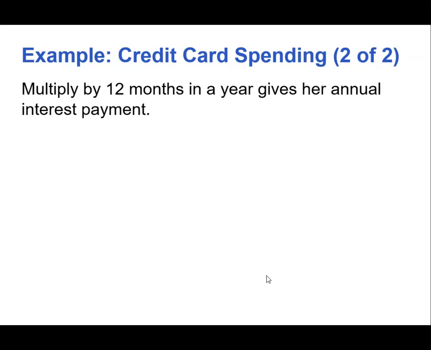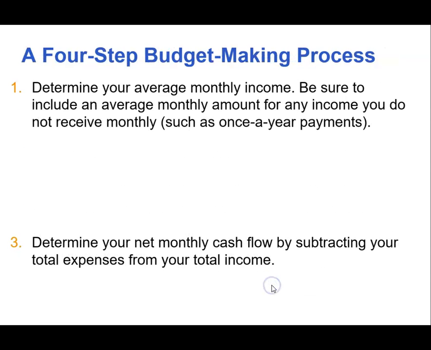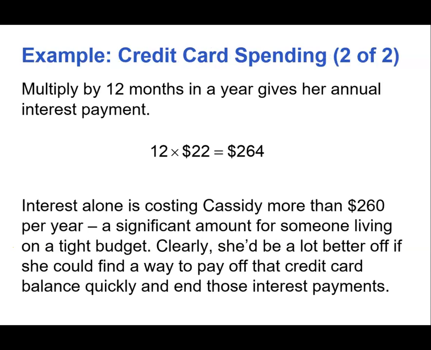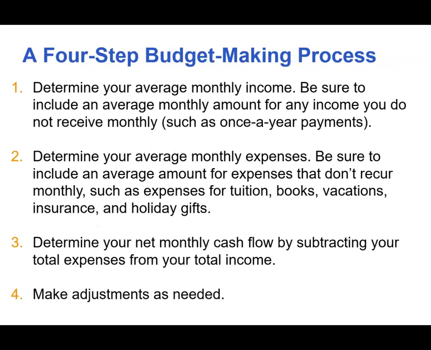Multiplying by the 12 months in a year gives her an annual interest payment of 12 times 22, which is $264, which she has basically just given away. The interest alone is costing Cassidy more than $260 per year, a significant amount for someone living on a tight budget. Clearly, she'd be a lot better off if she could find a way to pay off that credit card debt balance quickly and end those interest payments.